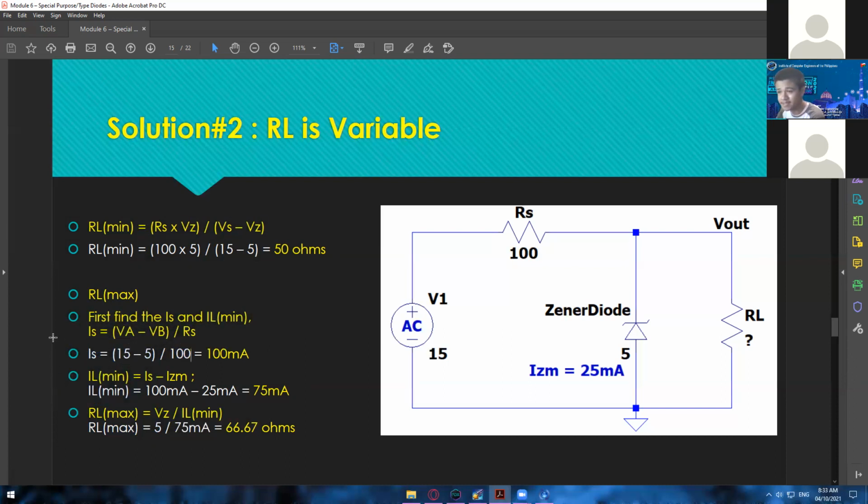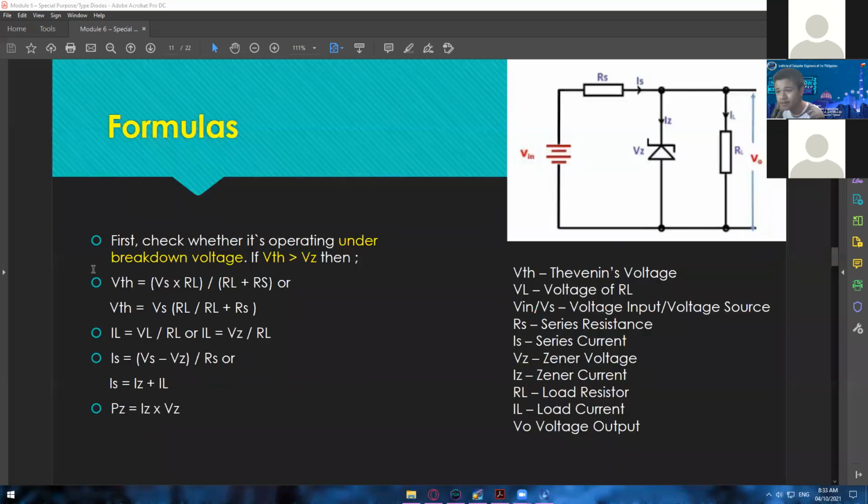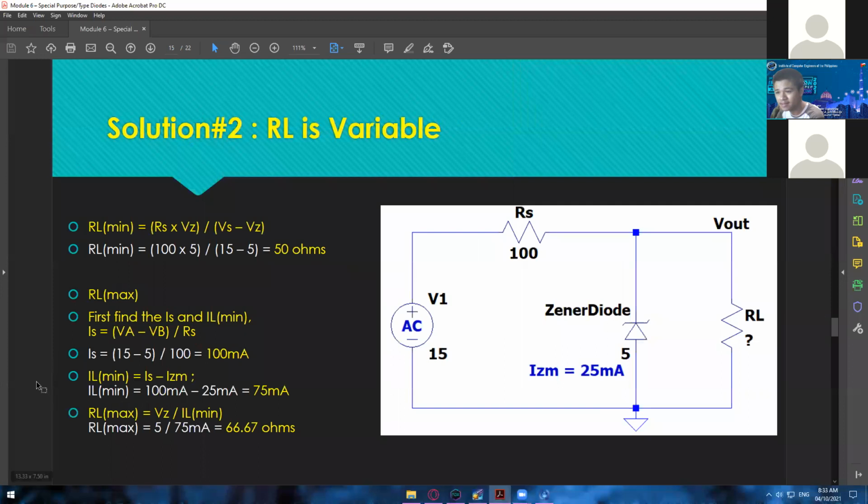IS came from this formula right here, and IL is also the same. This one came from our general formula. Anyway, let's start with the RL min. RL min is equal to RS times VZ divided by VS minus VZ. This is the minimum resistance that we can put on this RL right here. Just substitute everything, since everything is already given, and you will get a value of 50 ohms. That is the minimum load resistance that we can put in here.